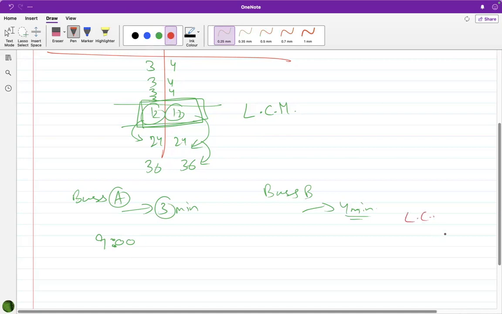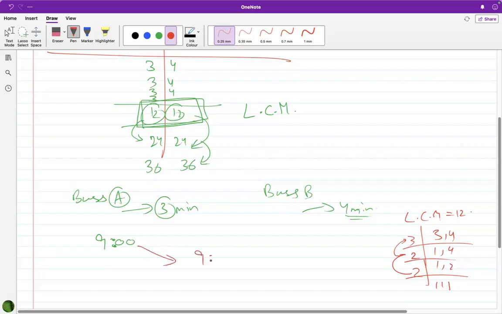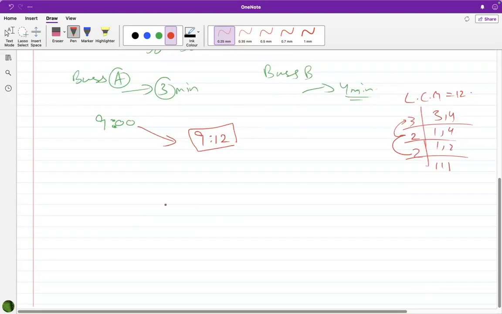So the LCM of 3 and 4: 3 times 4... 2 times 2 is 4, 4 times 3 is 12. LCM is 12. So we know that both of them will leave after 12 minutes, and the next time would be 24. Any confusion? No. Okay, one more thing.